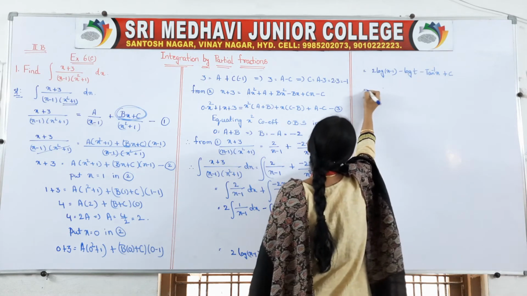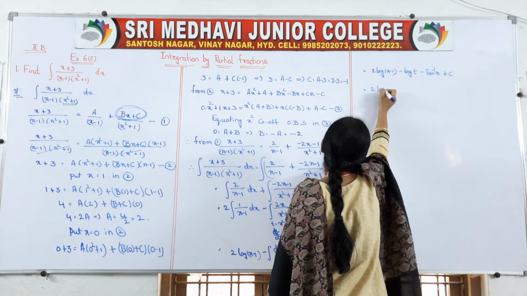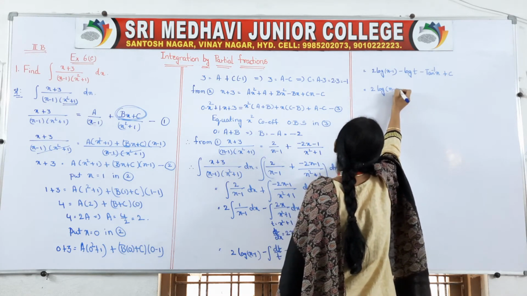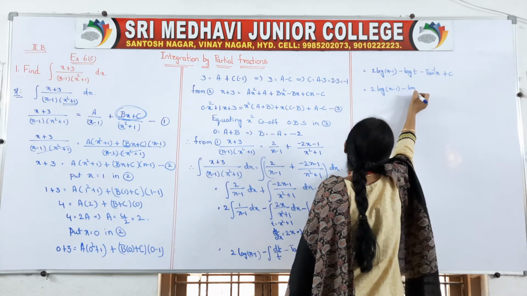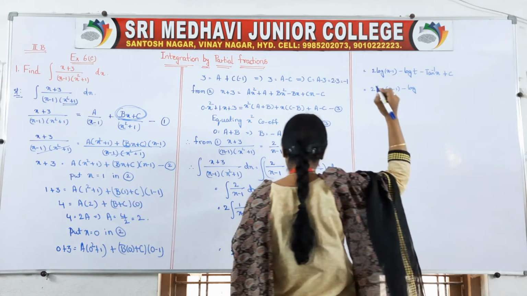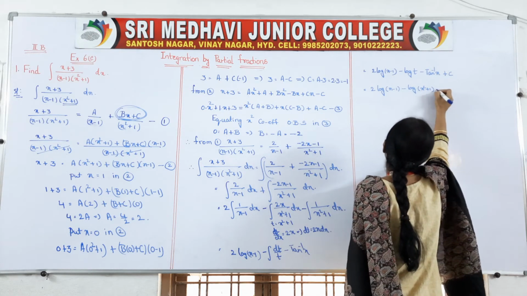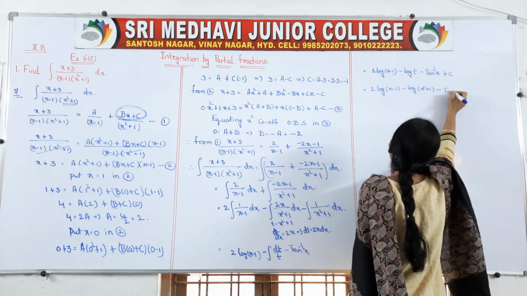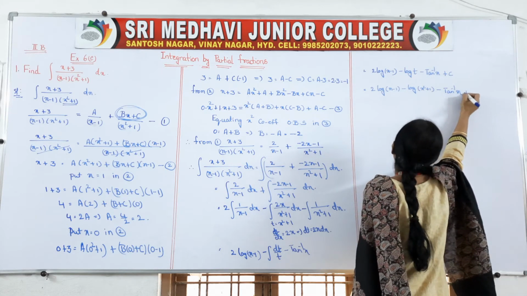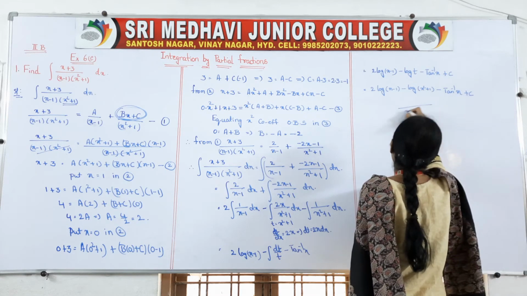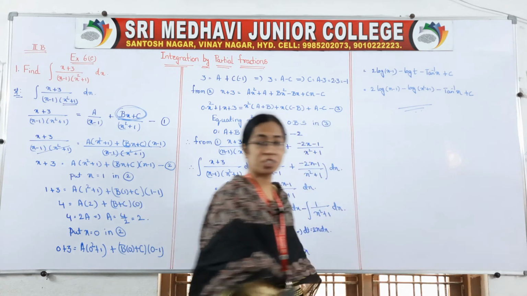So in the place of t you substitute your original value. What is that? Minus log of t, where t we have taken as x square plus 1, minus tan inverse x plus c. That is the answer to your question.